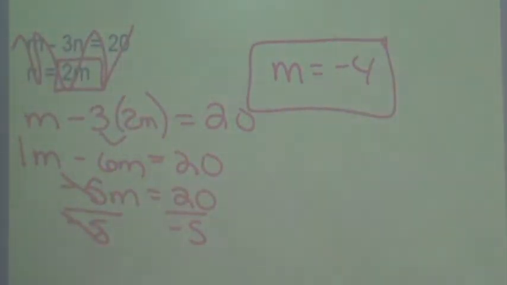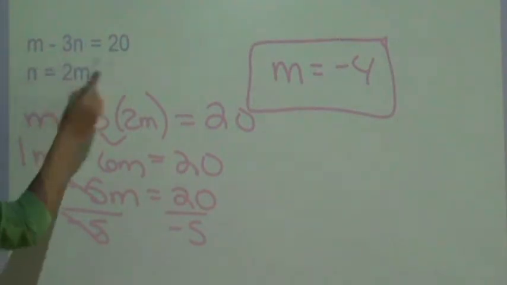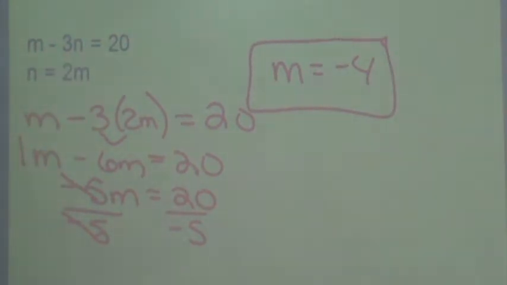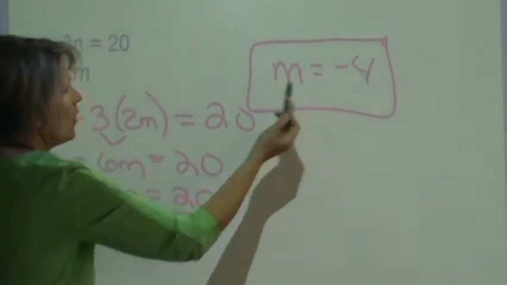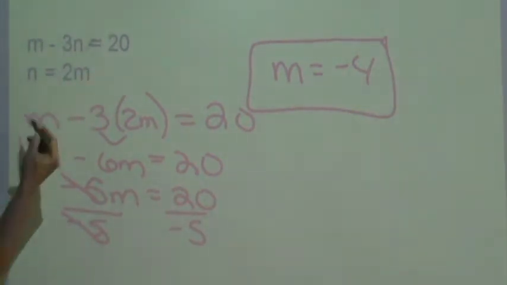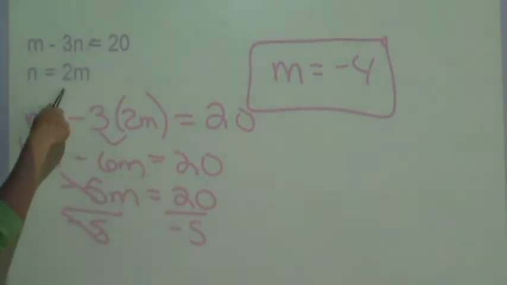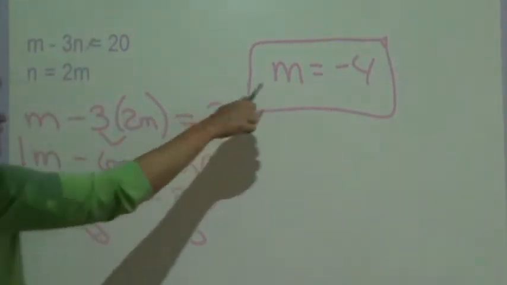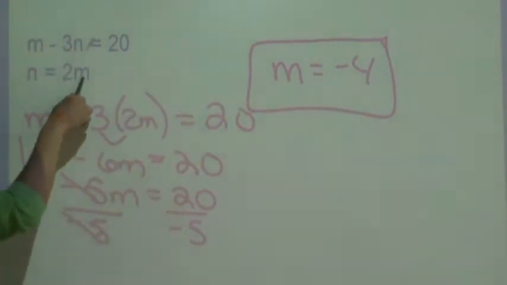All right, then I'm going to go back up here and refer to this, and we're going to say, okay, if m is negative 4, I'm going to put it into one of the equations. Well, obviously this one's a little shorter. This might be a little quicker to get what our n is. If m times 2 equals n, if m is negative 4, well, 2 times negative 4 is going to be negative 8. That's going to be our solution.